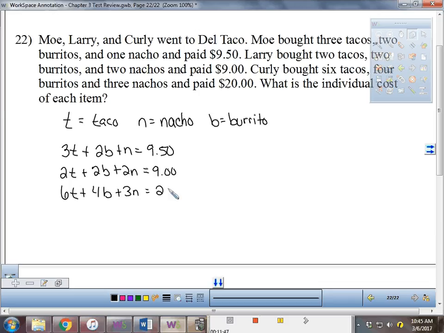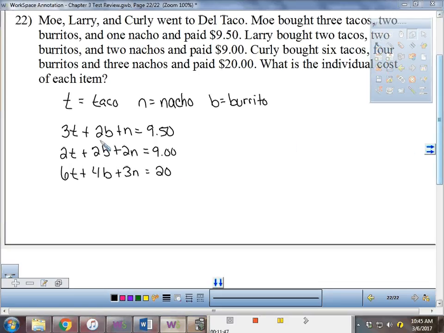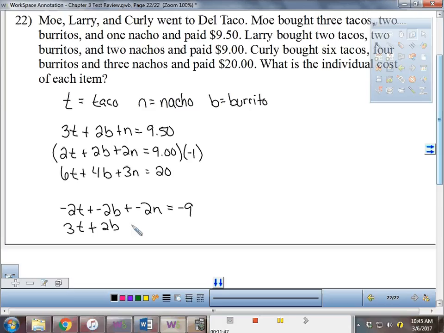That was $20. So if I look at these, I could eliminate B by adding these together if one of these was negative. So I'm going to multiply the second one by negative 1. That would give me negative 2T plus negative 2B plus negative 2N equals negative 9. I'm going to add that to the top one to eliminate my burritos.